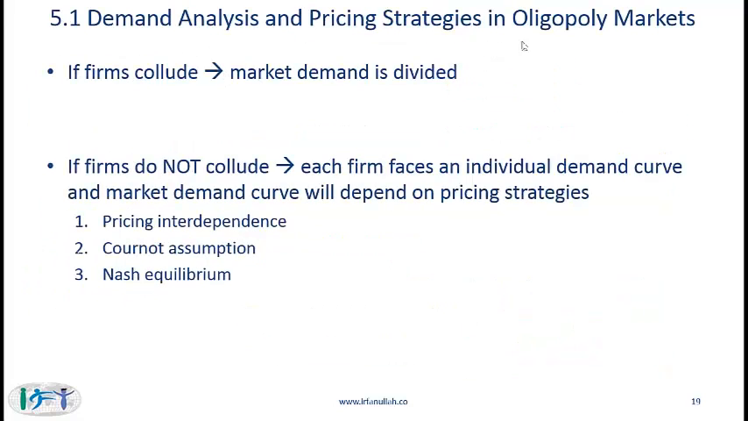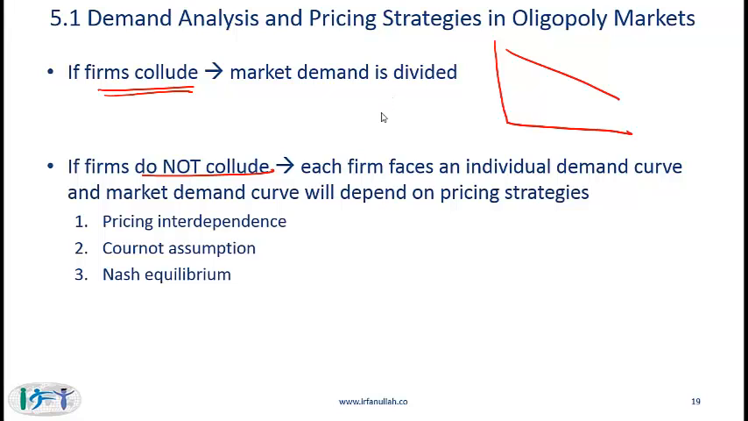Demand analysis and pricing strategies in oligopoly markets. At a high level, there are 2 possibilities. Possibility 1 is that the firms in an oligopoly market collude. The other possibility is that they do not collude. If the firms do collude, then there will be a certain market demand. So this is the overall market demand, and the firms in the oligopoly agree on how they will divide this particular demand. And if the firms can do this, then they can set the same price that a monopoly would be able to set.